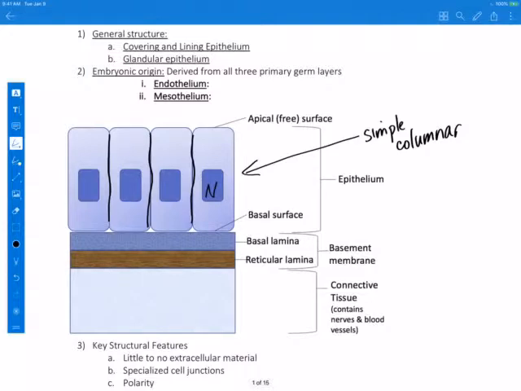And then avascular: epithelial tissue is avascular, which means it's without blood vessels. So instead of having its own blood vessels, nutrients and oxygen enter epithelial tissue by diffusion from underlying tissues, which would be connective tissue. Another key feature about epithelial tissue is that it can rapidly replace its own cells. So those are the key structural features.